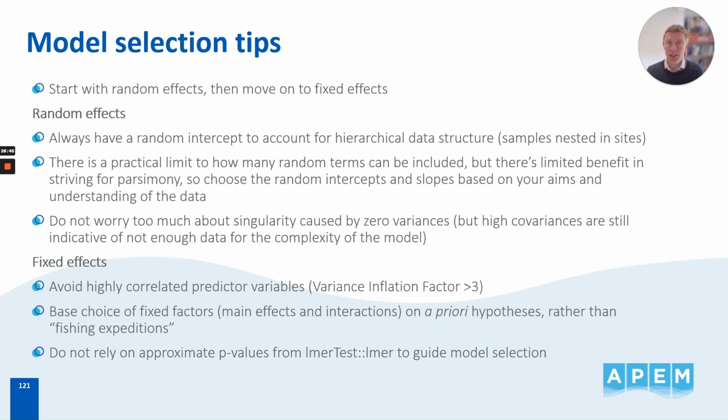Finally, just a reminder that although we can calculate p-values for the fixed effects in the model using the lmerTest package, those p-values are very approximate, and we should not use those to guide the model selection process. As we looked at earlier in this tutorial, there's a variety of different methods that we can use for model selection, and if you do want to use stepwise selection, then there are better alternatives than using p-values. You can use likelihood ratio tests, or you can use information criteria.